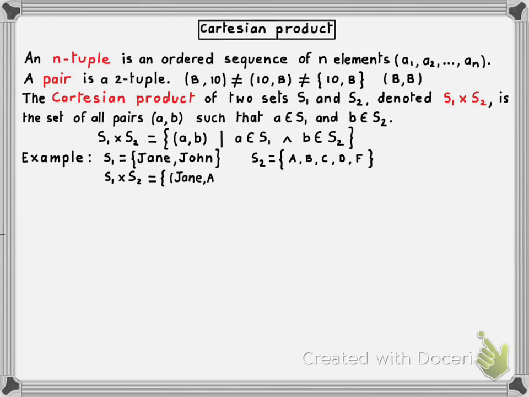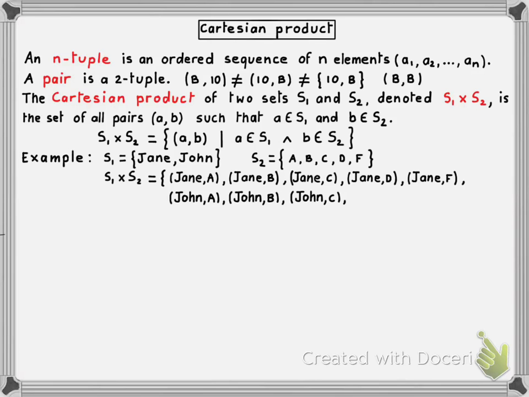And here it is: Jane A, Jane B, Jane C, Jane D, Jane F. That's the first half. It's a set of pairs where the first element in the pair is always Jane. And now, of course, we have another set of pairs where the first element is John, with all possible elements of S2 as the second element of the pair. John A, John B, John C, John D, and John F. And that is the Cartesian product of S1 and S2.